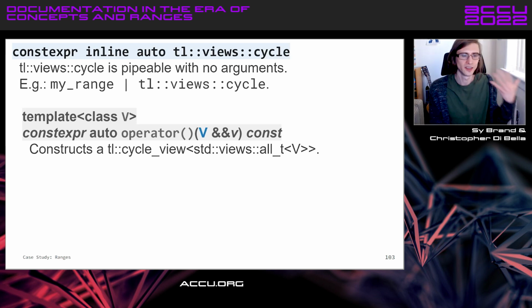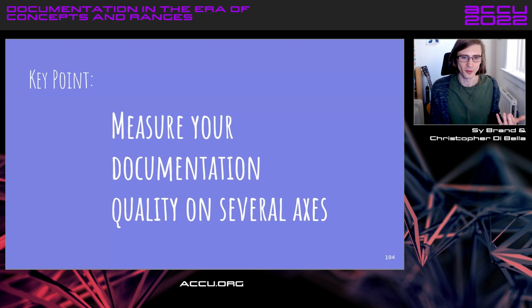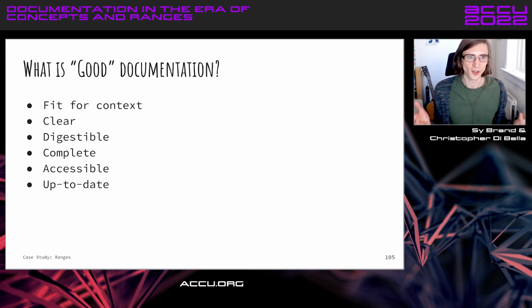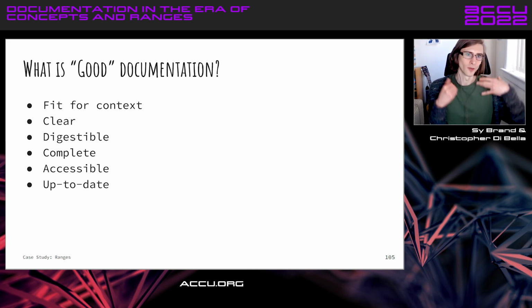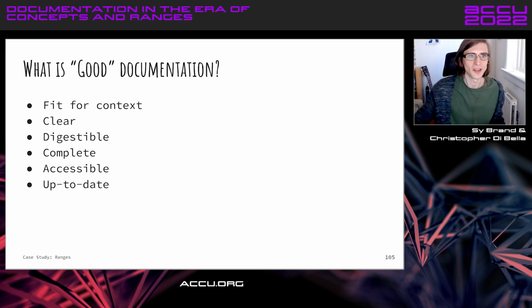So we said that you should measure your documentation quality on several axes. So why don't we do this? Is it fit for context? I think so. I thought clearly about who is going to be using this and what they're going to need. It's going to be people who are trying to consume this library. And we thought about all the things which someone consuming a range library would need to know, and we've given them that information. It's fit for context.